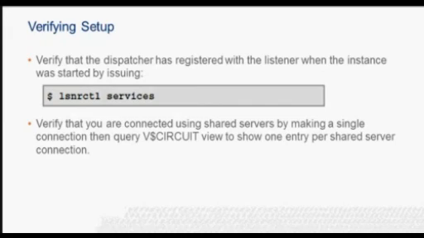When using Oracle shared server, we should first start the listener, then the database, so that the dispatchers can immediately register with the listener. To verify that a registration has taken place, issue the following command: lsnrctl services listener_name. Verify your connections are using shared server by making several connections, then query the v$circuit view to show one entry per shared server connection. This also verifies that the listener is performing load balancing for incoming connections. Select dispatcher, circuit, server, status from v$circuit.